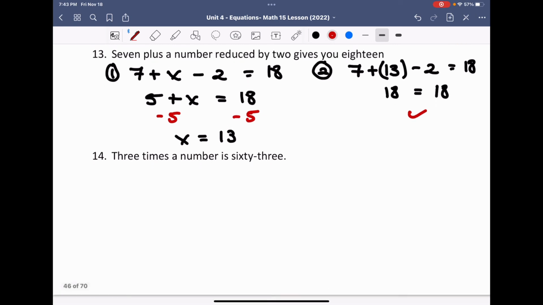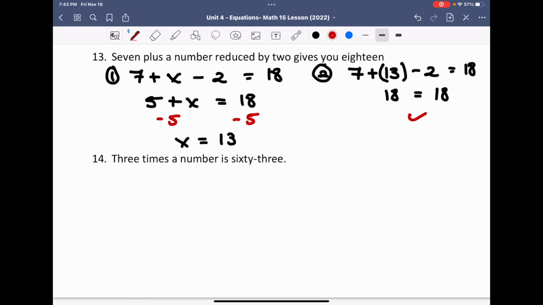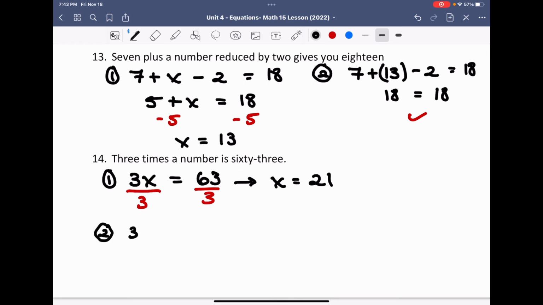3 times a number is 63. Well, 3 times a number, let's call that number x again. 3 times whatever that unknown number is equal to 63. Just like example 12, we're going to divide by that number. So we get an x value equal to 21, or 63 divided by 3. Now we just want to confirm that this is actually true for our equation. 3 times 21 should be equal to 63. 3 times 21 is equal to 63, so this is true. There we go. Left-hand side equals right-hand side.